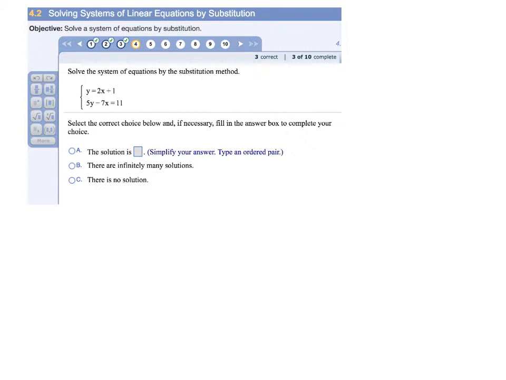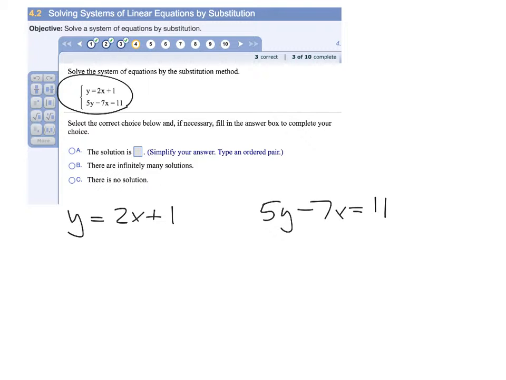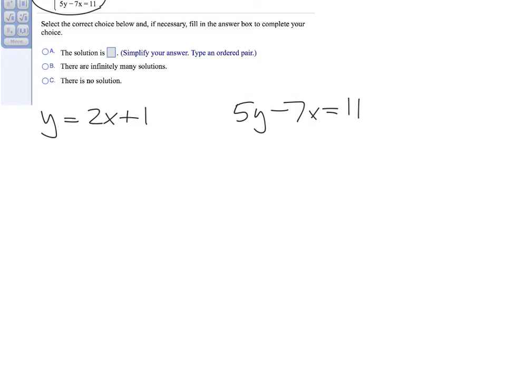All right, so we have two lines up here, and we're trying to find where they intersect. So y is equal to 2x plus 1. Really all I'm doing right now is just copying the equations down. And we got 7x equals 11. And this equation right here has already been solved for y. That means we could just replace y with 2x plus 1. So that becomes 5 times 2x plus 1 minus 7x equals 11.